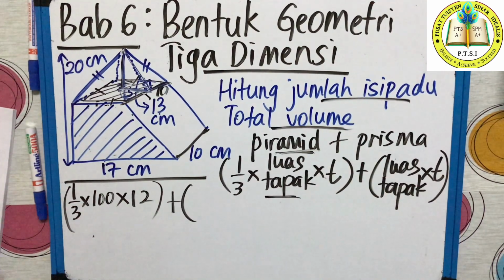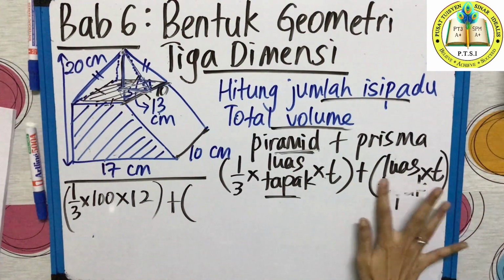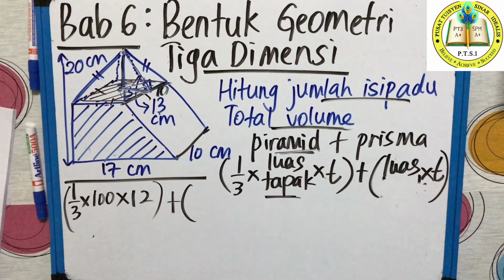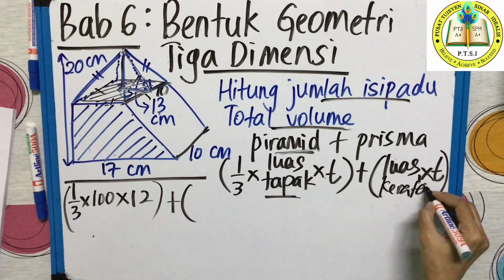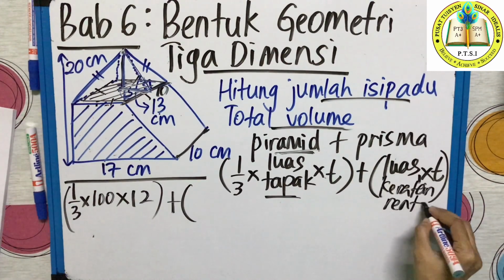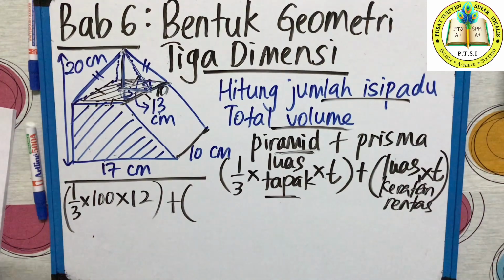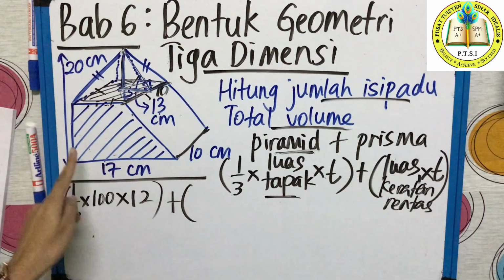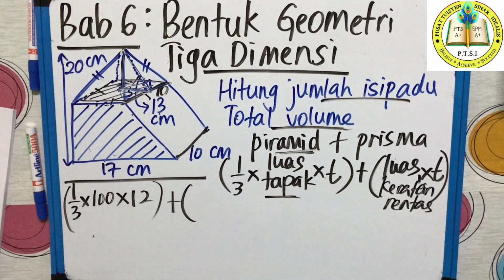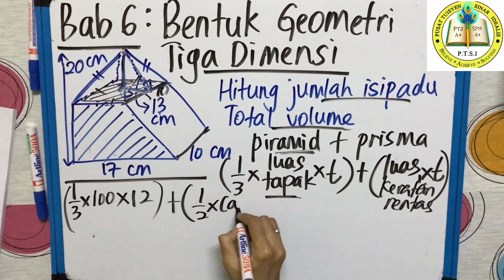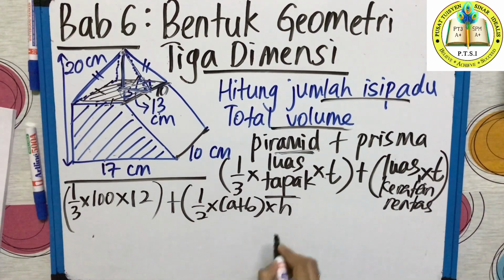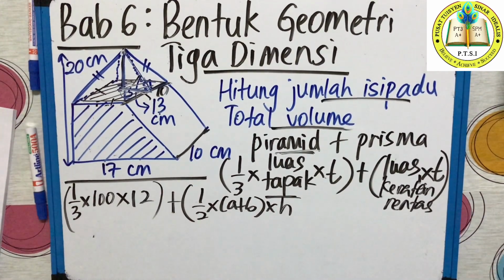If you feel confused with luas tapak, you can write here luas keratan rentas. When teachers say keratan rentas, faham class, it's a cross section. You know, you cut, right? So you do that area. So you must do trapezium area. The trapezium formula 1/2 times A plus B times height. 1/2 kali A tambah B kali tinggi.